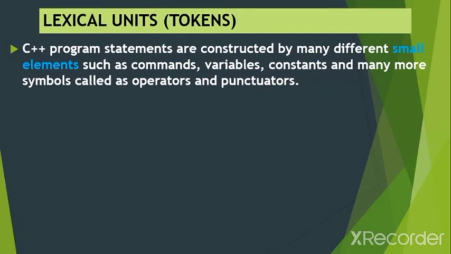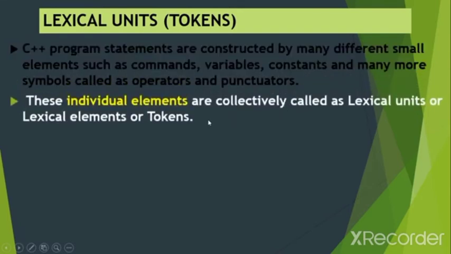So in each statement, you may see a variable, a constant, or some command. All of these together make up the lexical unit. That individual unit or individual element is called as a lexical unit or token here. So such as commands, variables, constants, symbols called as operators and punctuators. So these are the tokens here. These individual elements are collectively called as lexical units or lexical elements or tokens. So based on this, we will start writing our C++ code.